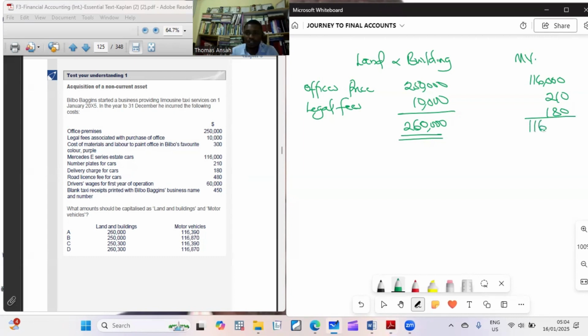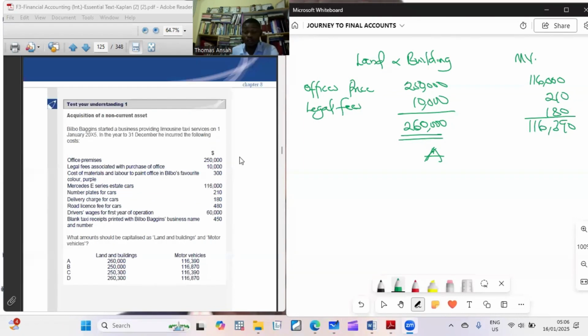So here we have 116 and 390. So you see 260, 390. Our answer will be A. But if the road license fee is the very first one, then hey, we need to be careful. Basically, that is that. Here you see road license fee for cars. I think that if he had made it the road license fee for this specific car, for the first time usage, we would have added it. So be careful. Just be careful.